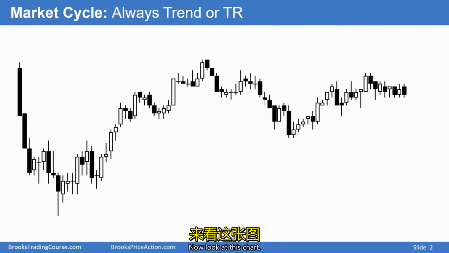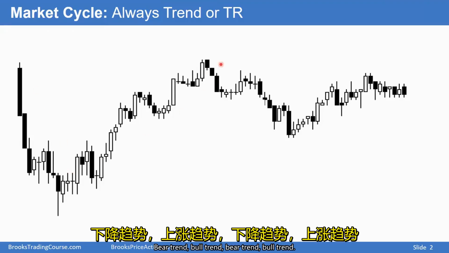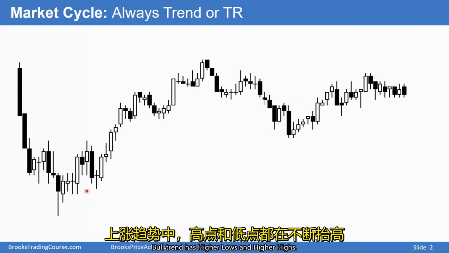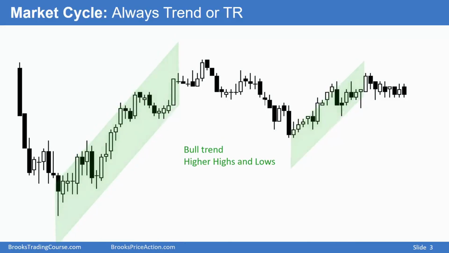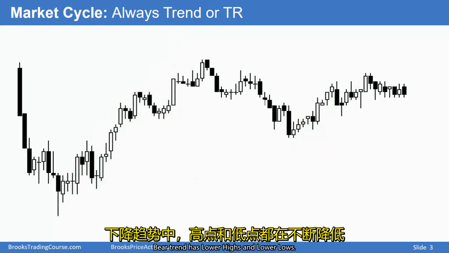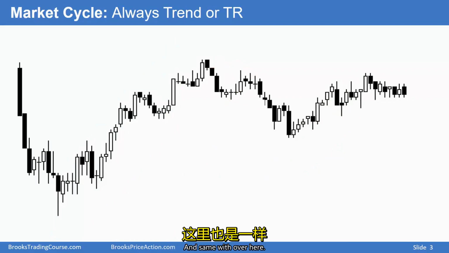Now look at this chart. Bear trend, bull trend, bear trend, bull trend. A bull trend has higher lows and higher highs. Same chart, a bear trend has lower highs and lower lows. And same with over here.